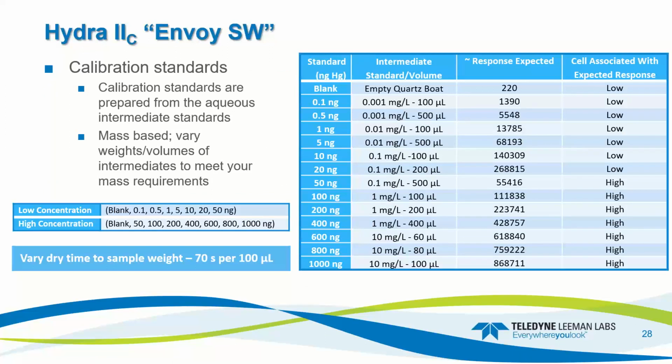So we prepare our calibration standards from our intermediate standards on the previous slide. We run 7 standards and a blank for each range. So we have a low concentration range and a high concentration range. And then it's mass-based, so we just vary the weight and the volume of the intermediate standards to meet the mass requirements. So for example, our 0.1 nanogram or 0.5 nanogram are made from the same intermediate standard, but we vary the weight. So we add 100 microliters to get 0.1 and 500 microliters to get our 0.5 nanograms.